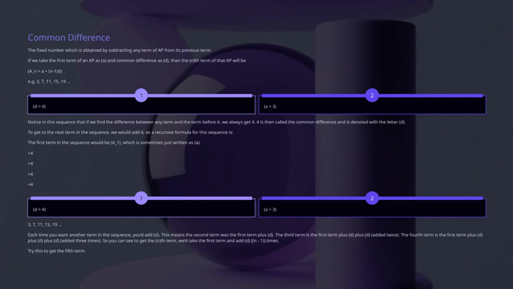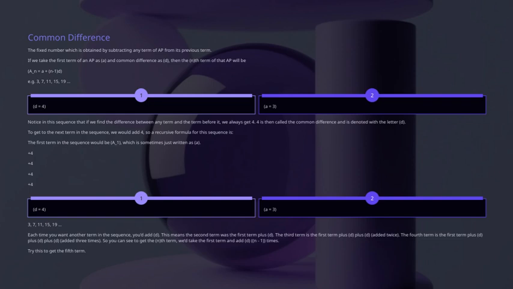Each time we want to find the next term, we add a constant value, which we call the common difference, or d. For example, the second term is the first term plus d. The third term is the first term plus d plus another d, so it's the first term plus 2d. Similarly, the fourth term is the first term plus 3d. So, in general, to find the nth term, we take the first term and add the common difference multiplied by n-1.